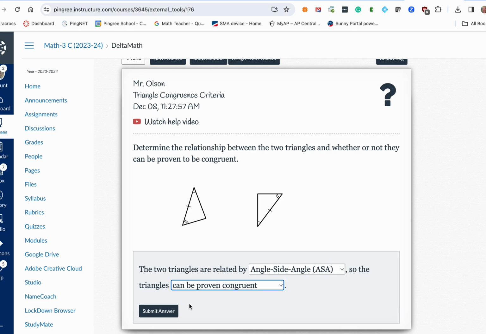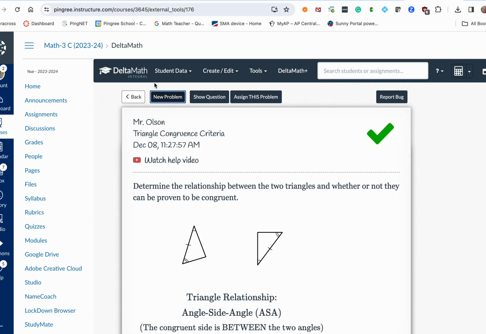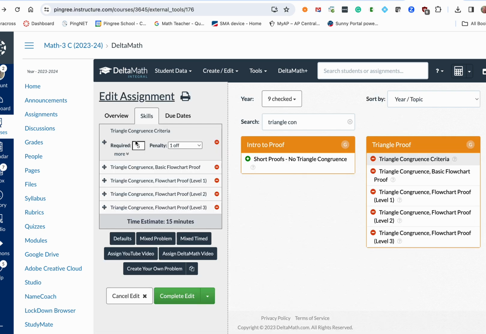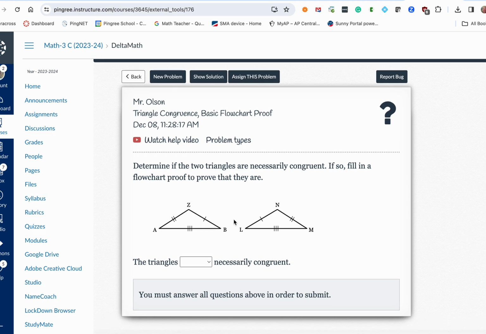Okay, so you need to get 5 in a row. Hopefully you can do it. It'll be good practice. Good luck. Okay, if I go back now, this is the other type. It's called flowchart. So here you need to fill in the letters as they request.